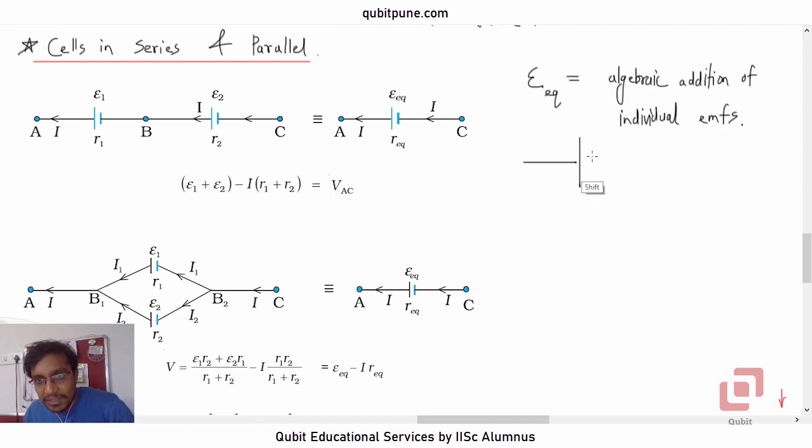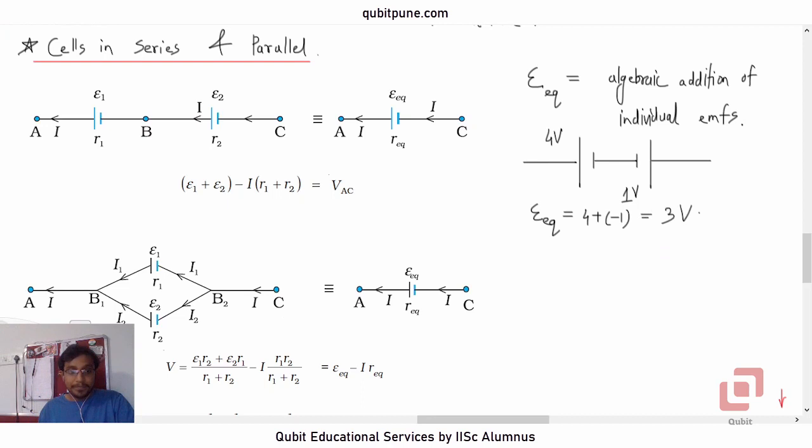Suppose I have a cell whose EMF is 4 volt, and let's say I have another cell whose EMF is 1 volt, but I connect it in this way, then the equivalent EMF will be 4 plus negative 1, so 3 volts. So it's algebraic addition. You have to consider how you are connecting the terminals. But for resistance, it doesn't matter, because it doesn't have any fixed preference to the current. No matter in which direction the current flows, the resistance always remains the same. So this is the potential difference between the ends A and C.